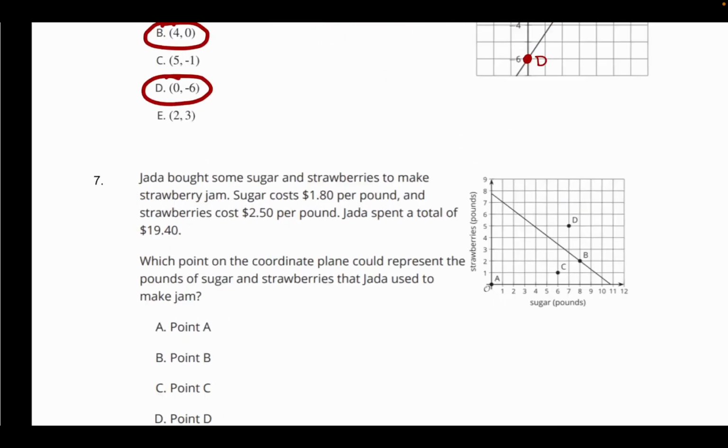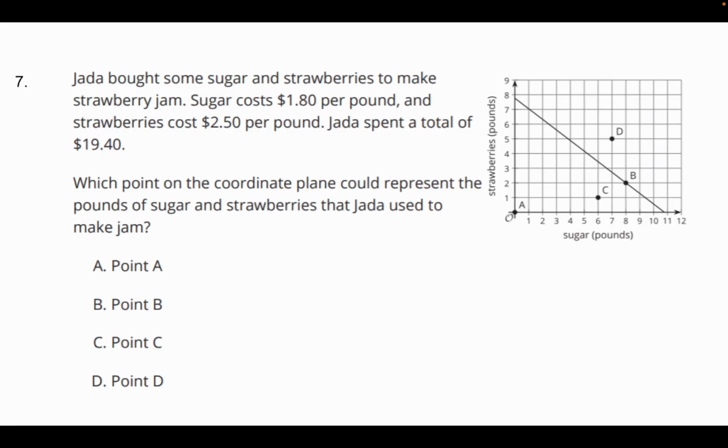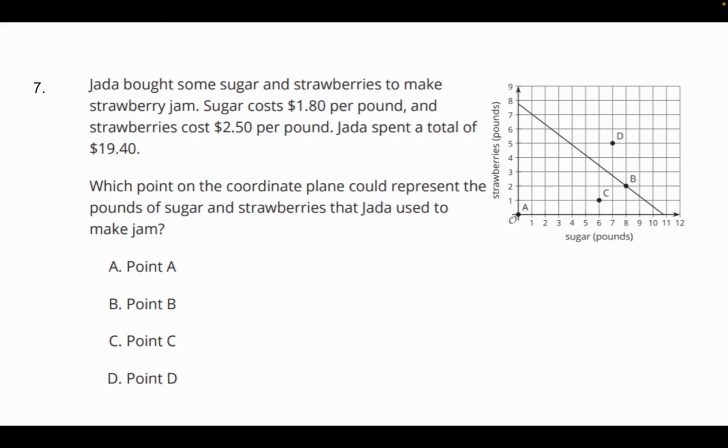That brings us then to question 7. Jada brought home some sugar and strawberries to make strawberry jam. Sugar costs $1.80 per pound, and strawberries cost $2.50 per pound. That would be a lot for strawberries if they cost $7 a pound. Jada spent a total of $19.40. So which point on the coordinate plane could represent the pounds of sugar and strawberries that Jada used to make jam? So they are asking us which point on the plane, right?